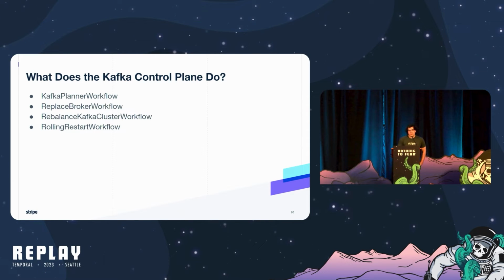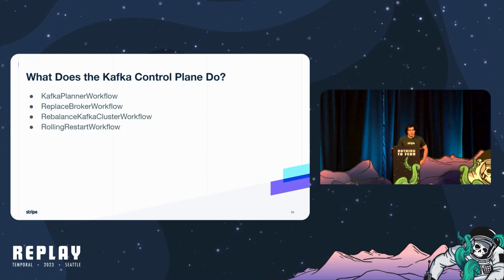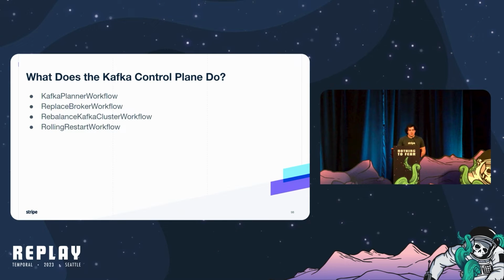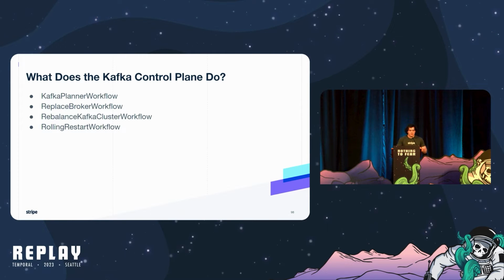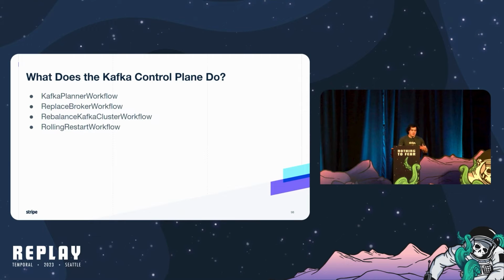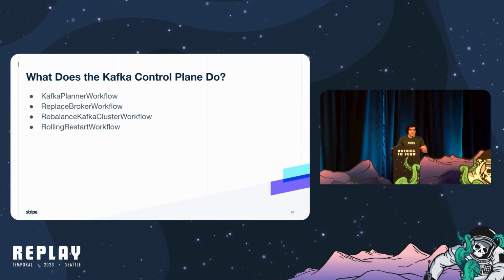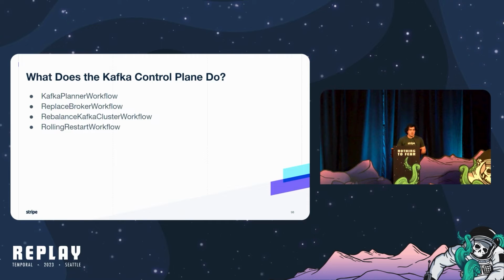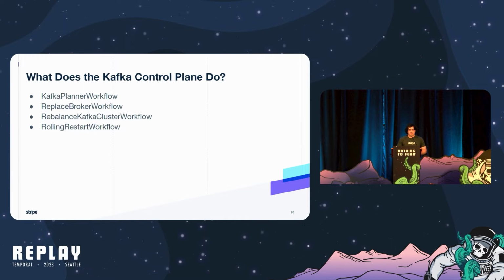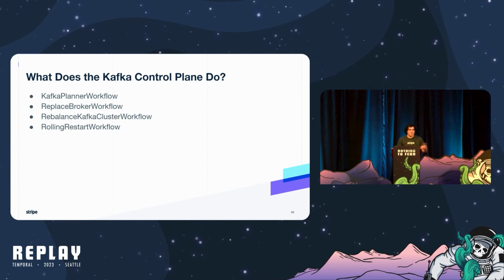We have a rolling restart workflow, which we use for restarting an entire Kafka cluster. Basically, the workflow will take a broker, restart Kafka on it, then it will wait 10 minutes to make sure that everything is functioning correctly, and then it'll move to the next broker in the cluster and continue to go until everything has been restarted.